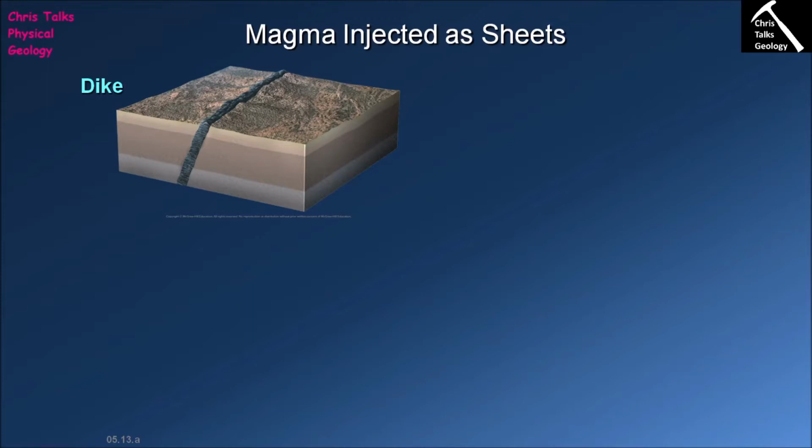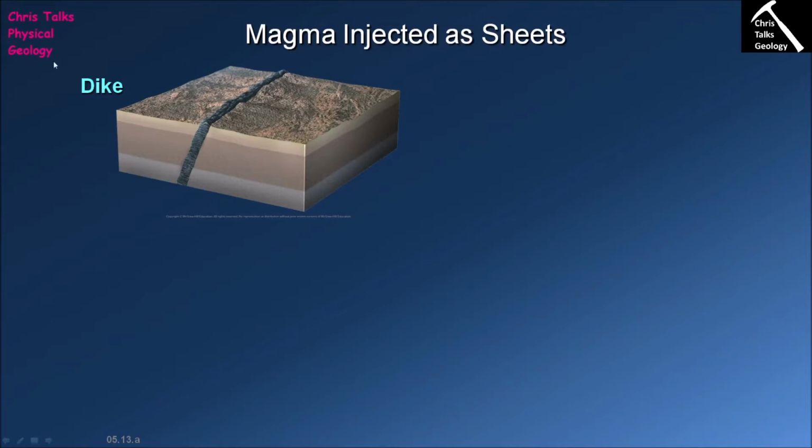So in this video we're going to think about intrusions which are produced by smaller volumes of magma. So we're not thinking about the big intrusions like stocks or sheet-like plutons or batholiths. We're thinking about features which are produced by a lot less magma, and we're also going to think about how they are expressed on the surface of the Earth.